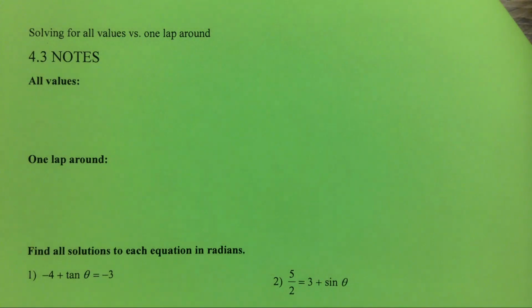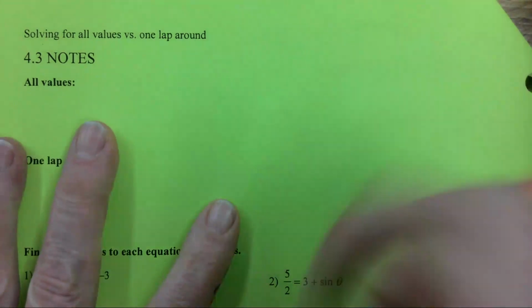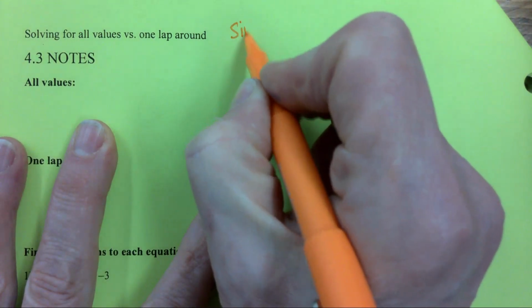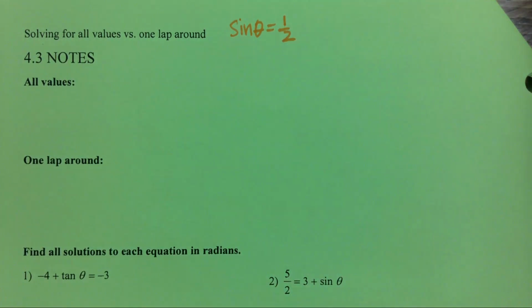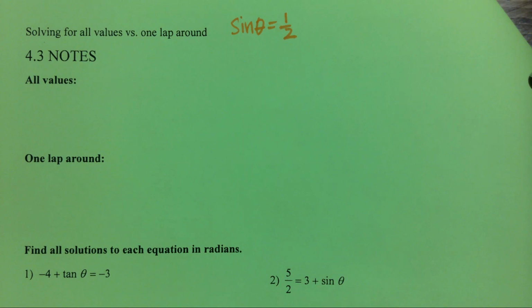In the last two chapters, in chapter 2 and in chapter 3, we found theta when we were given a value for either sine, cosine, tangent, secant, cosecant. For example, you were maybe given something like sine theta equals 1/2. And we had to figure out when that would happen.